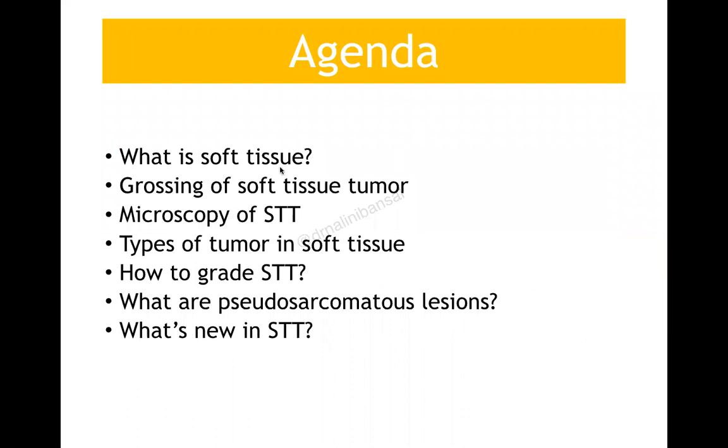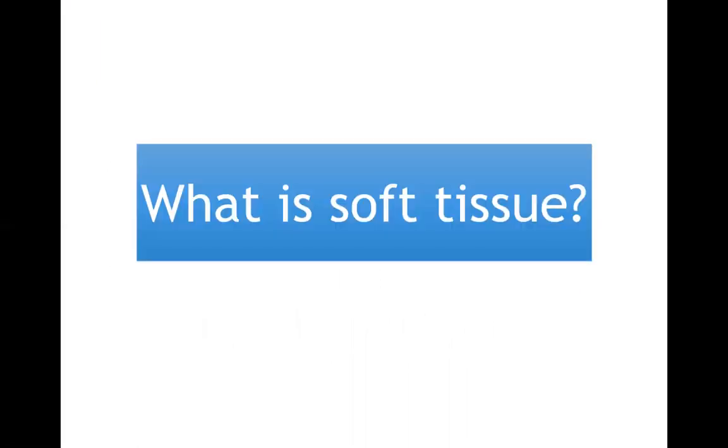In this session, we'll first discuss what a soft tissue is, then the grossing of a soft tissue tumor, thereafter the microscopic features we will see in soft tissue tumors, the types of tumors which are really immense in soft tissue, how to grade soft tissue tumors, what pseudosarcomatous lesions are, and finally we'll touch upon what's new in soft tissue tumors in the recent WHO 2020 classification.